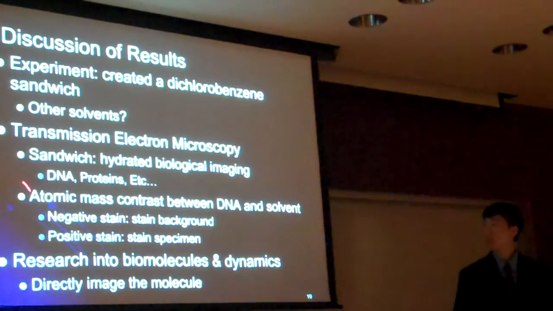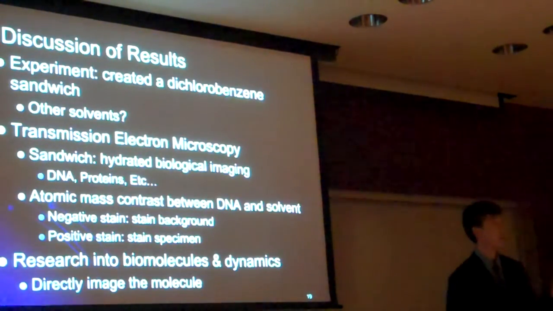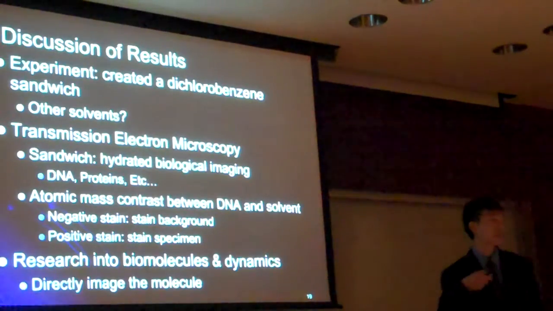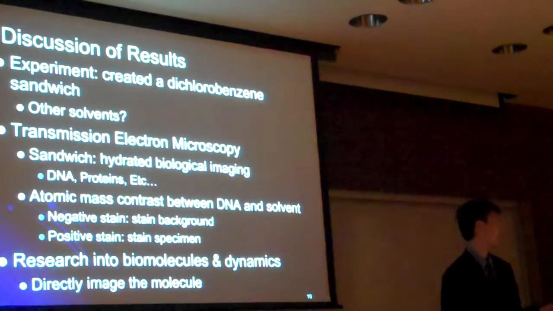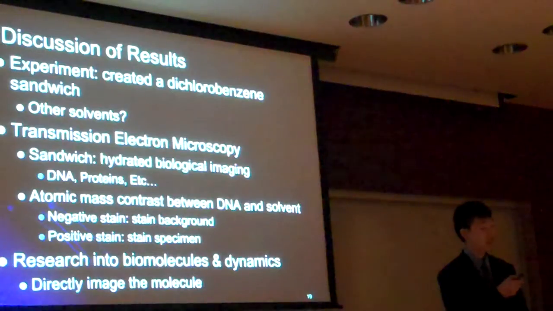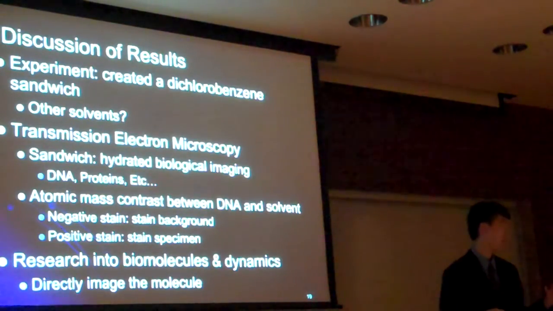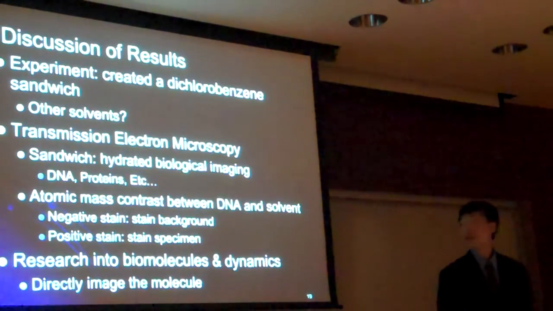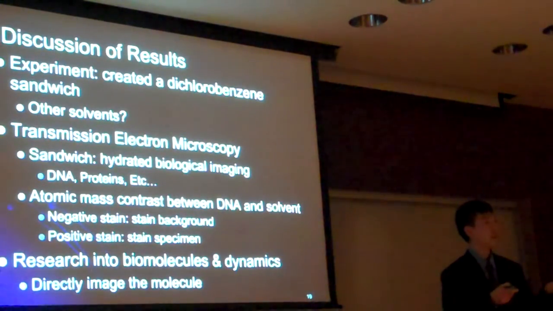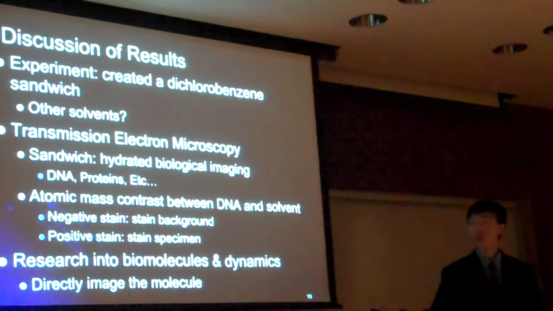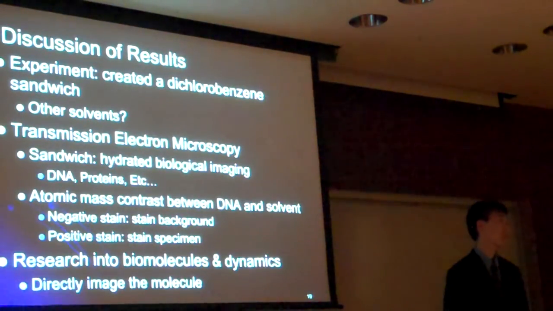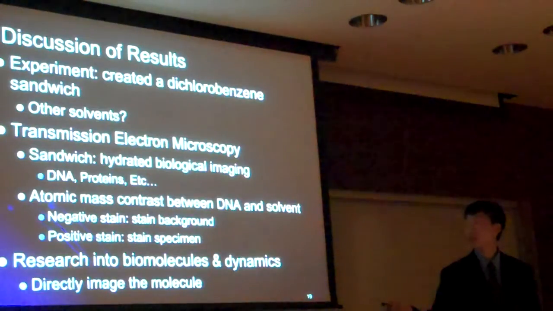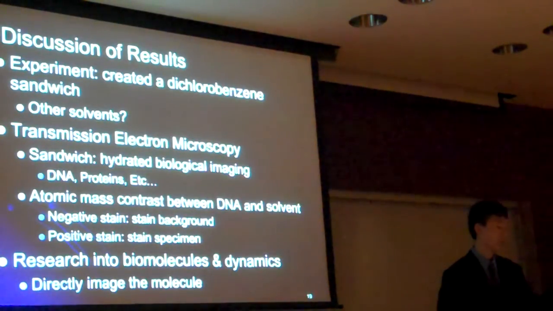Now, one of the issues you might raise is that the atomic mass difference between DNA or another biomolecule and a solvent isn't so great, so you can't really see it. But you can remedy this using negative stains or positive stains. These stains essentially change the atomic mass of whatever sample you're looking at. It can either stain the background or stain your sample, and this will create better contrast so you can actually image it.